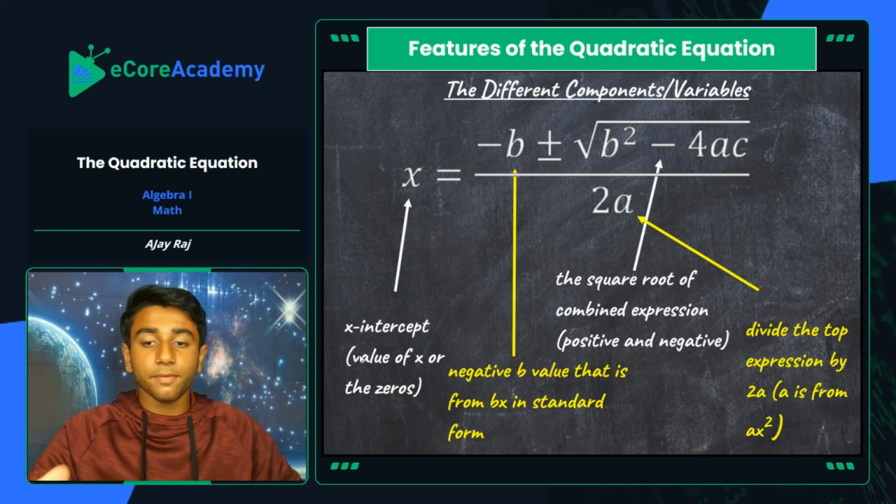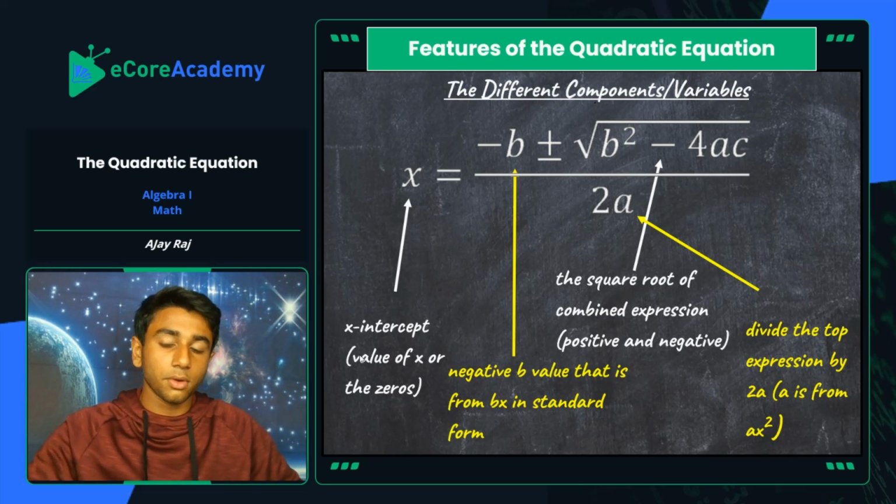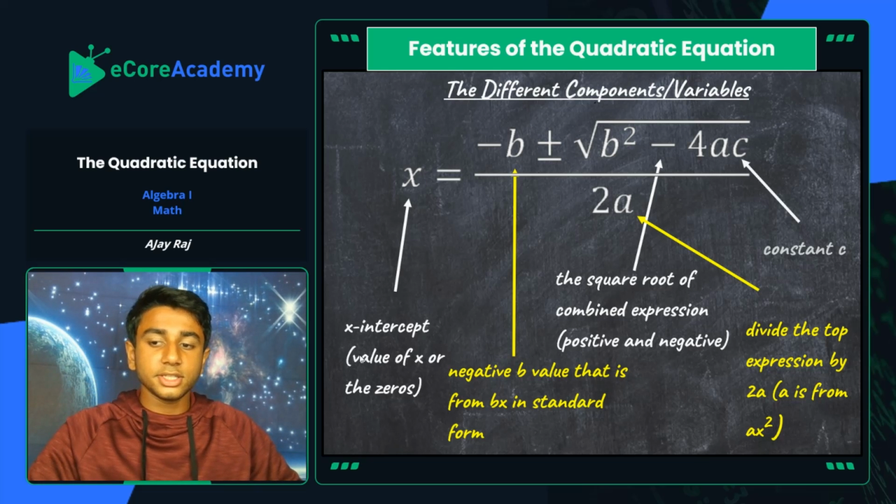And over here, we're going to divide the top expression by 2a. A is obviously from ax squared, just as you see in negative 4ac. That's essentially what's being multiplied by x squared in your standard form equation. And finally, c is the constant, what you're adding at the end of the standard form equation, ax squared plus bx plus c. Now, it's fairly simple here.